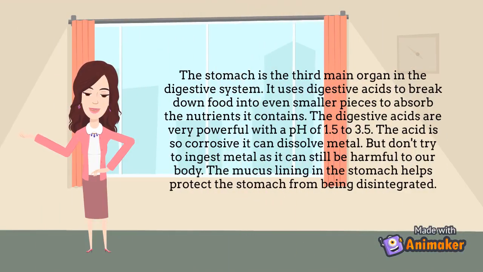The stomach is the third main organ in the digestive system. It uses digestive acids to break down food into even smaller pieces to absorb the nutrients it contains. The digestive acids are very powerful with a pH of 1.5 to 3.5. The acid is so corrosive it can dissolve metal. But don't try to ingest metal as it can still be harmful to our body. The mucus lining in the stomach helps protect the stomach from being disintegrated.